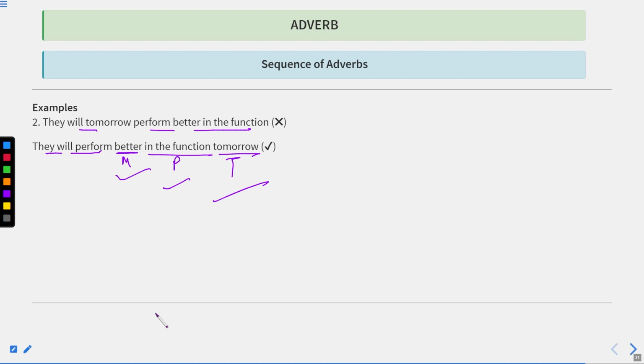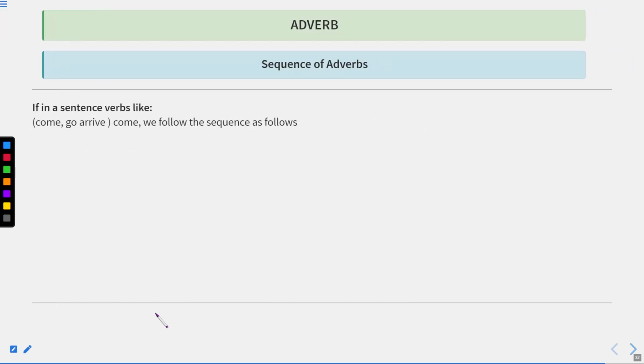So first of all, we should have adverb of manner, then adverb of place, and then adverb of time. And this is very, very important for all of us. Okay. Now let us move to the next one.